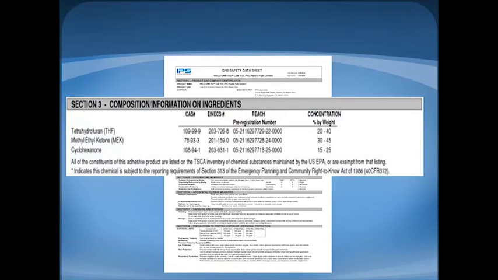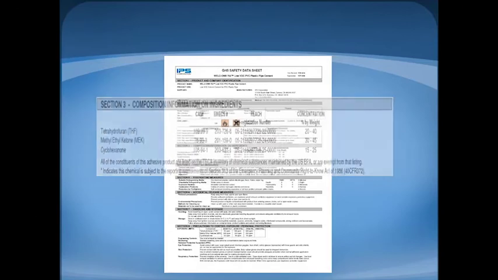Hazard identification. This section identifies all hazards of the chemical, and the appropriate warning information associated with those hazards. Information that appears on the container label also appears in this section, including signal word, hazard statements, precautionary statements, and pictograms. Composition information on ingredients. Here you'll find the name of each hazardous chemical present in the product, along with any unique identifiers, such as the Chemical Abstract Service CAS number.